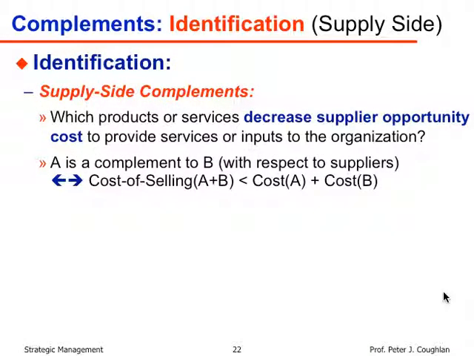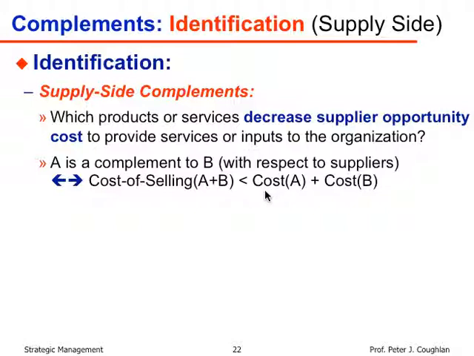So again, if you want to identify supply-side complements, you ask yourself the question: which products or services decrease the supplier opportunity cost to provide services or inputs to the organization? And algebraically, we say that A is a complement to B with respect to suppliers if the cost of selling to both A and B is less than the sum of the individual costs.